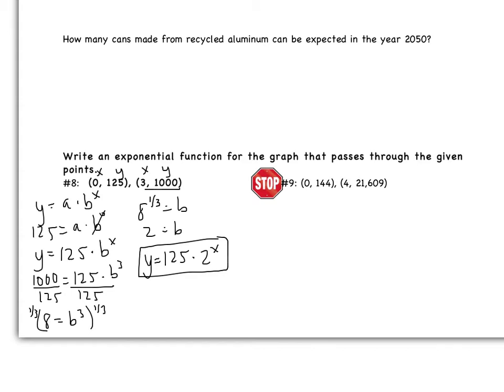So again, the first point is going to be 0, some number. You're going to substitute that in, and that should give you a. The next point will help you find b. So right now, pause the video and try example 9 on your own, please. Good luck.